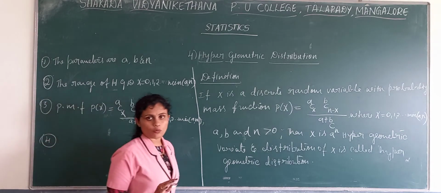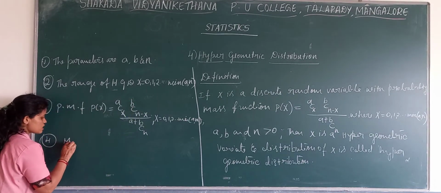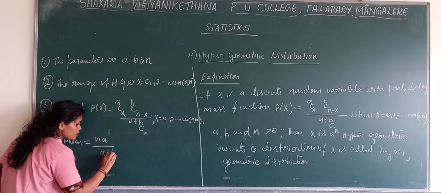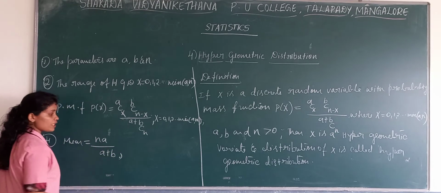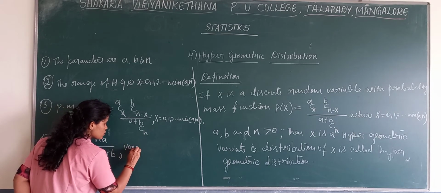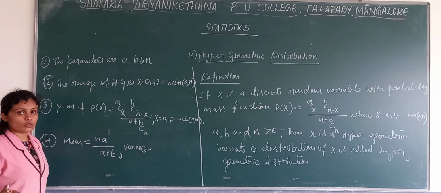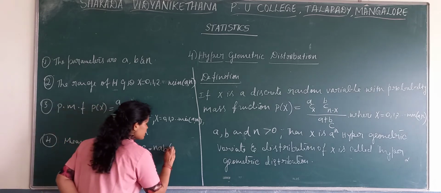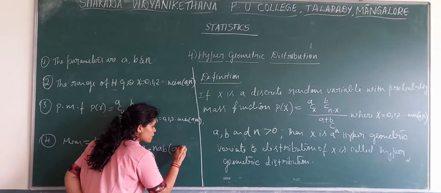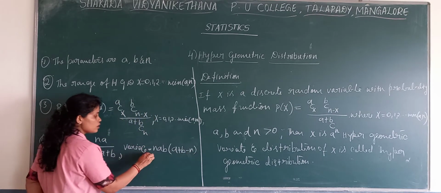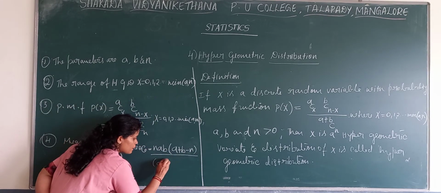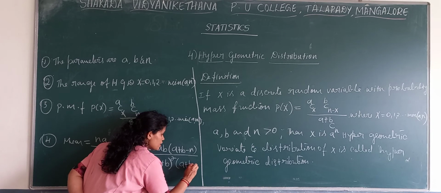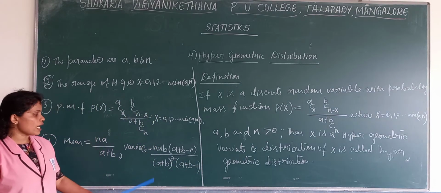In hypergeometric distribution, what is the mean? See the formulas. Mean is equal to NA divided by A plus B. This is the mean, and variance is equal to NAB, open the bracket, A plus B minus N, divided by A plus B whole square into A plus B minus 1. This is the variance of hypergeometric distribution.